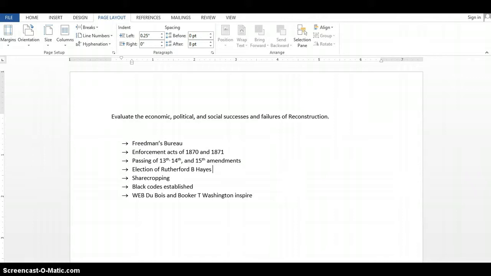One more success that I thought of were the upbringing of W.B. Du Bois and Booker T. Washington. And these two gentlemen, while they were different in their mindsets, both served as inspirational figures to African Americans at this time, and because of that I feel that they are a success, maybe we could say a social success, because ultimately we're talking about things not being the same for African Americans as they were before the war.